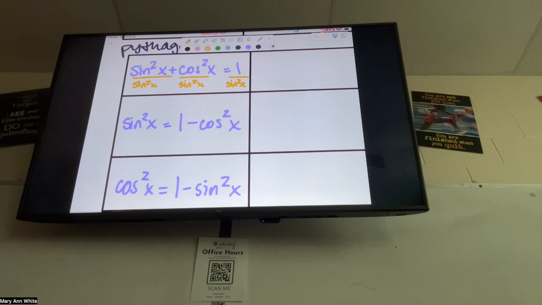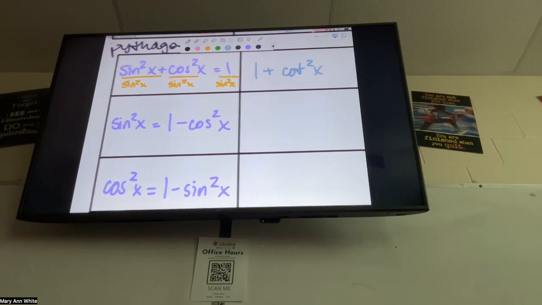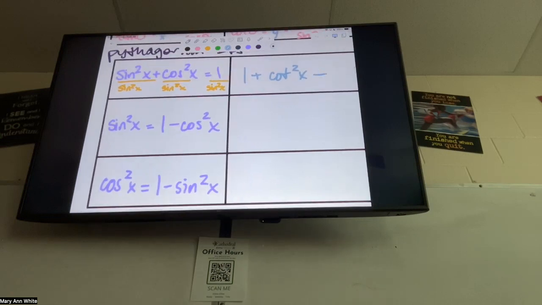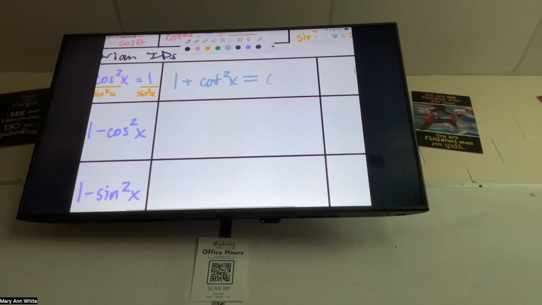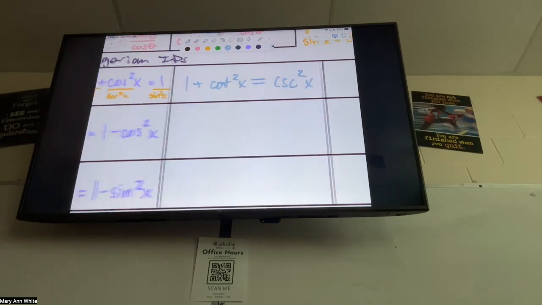What would I get when I do sine squared divided by sine squared? Well, sine squared divided by sine squared is just 1. What's cosine over sine the same thing as? Cotangent. So that's going to be cotangent squared x. And then what's 1 over sine the same thing as? Look up on your notes. 1 over sine is cosecant, so that's gonna be cosecant squared x.